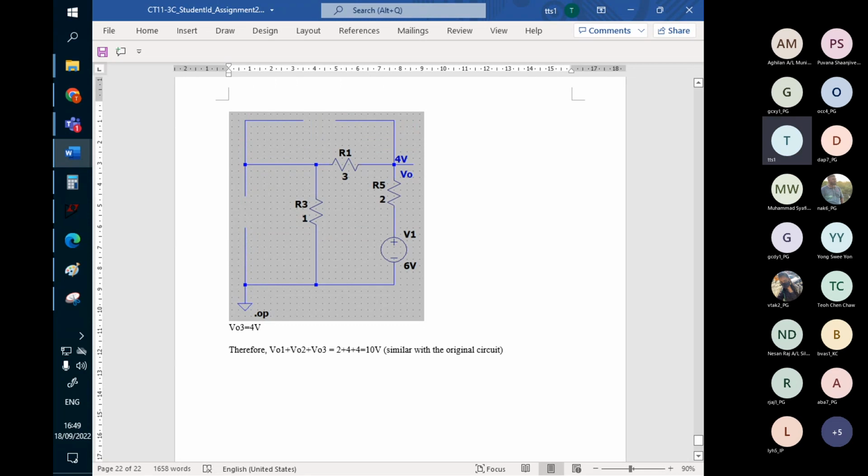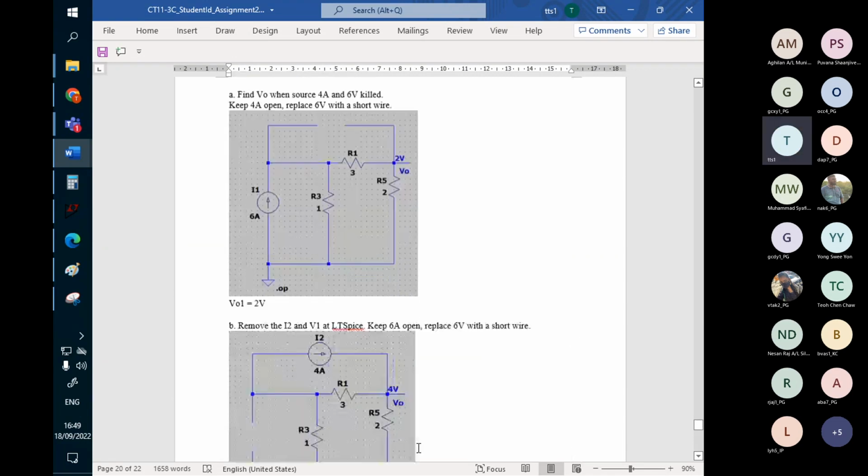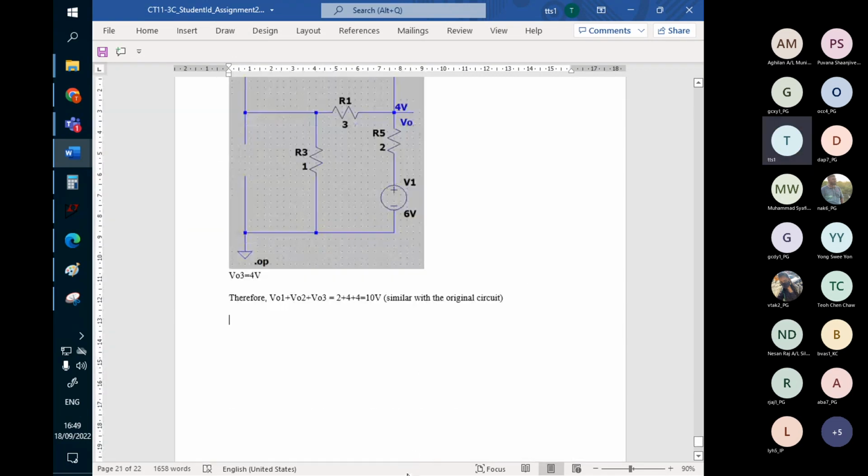Then after you've done this, you also need to prepare the discussion and conclusion also.